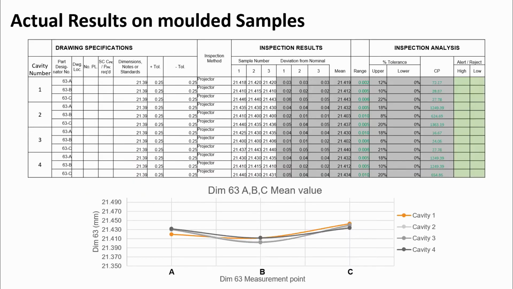So when it came to trial time on the 4 cavities, here's just a result. So basically all cavities well within specification. The max percentage of our tolerance used was 22% on one of the cavities, but very, very nominal result and really good on our first off samples.